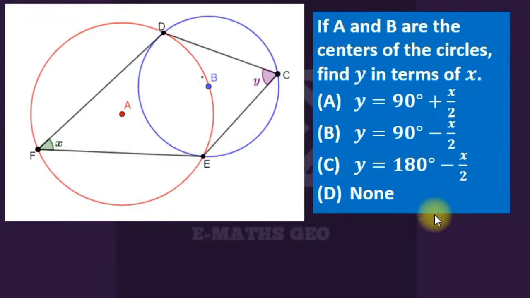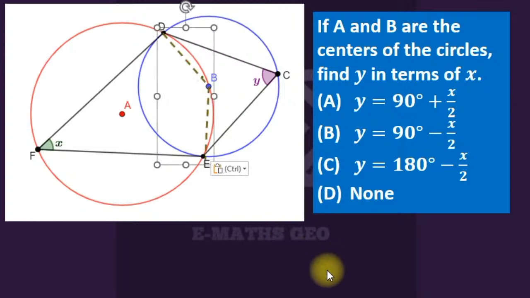We would say if A and B are the centers of the circles, find y in terms of x. So we're making y the subject of formula. Looking at the diagram, you can observe that one of the centers, the blue circle, is on the circumference of the red circle. So I will add two auxiliary lines, from D to B and from E to B. Do you see the lines? So what do you observe? I now have a cyclic quadrilateral FDBE.